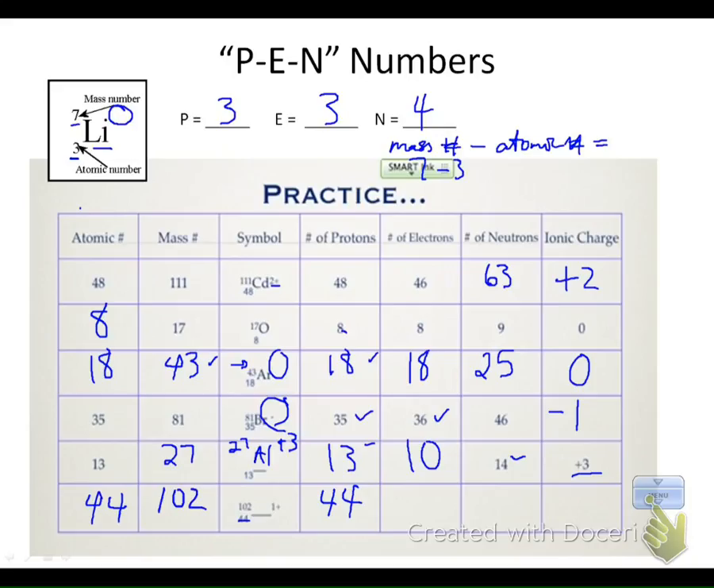How many electrons do we have? According to the symbol it's a +1. That means I have a deficit of electrons. So subtract 1, 43. Number of neutrons: 102 for the mass number, 44 protons. I don't trust myself, so I'm going to subtract on the calculator. 58 neutrons. And of course, we've already calculated the ion charge.